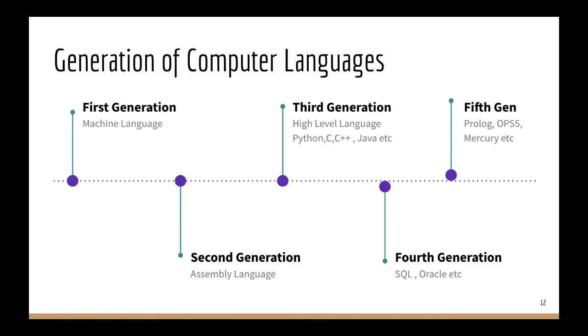Now, sixth generation language is also being developed, which is known as no code language. Here, in case of sixth generation language, without using any code, you can develop various programs. So, that's about the generation of computer languages in brief.